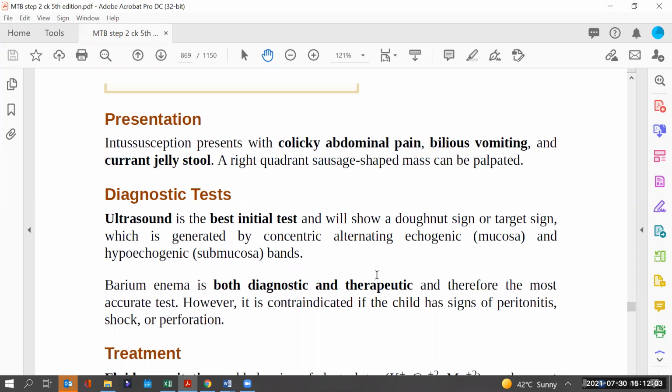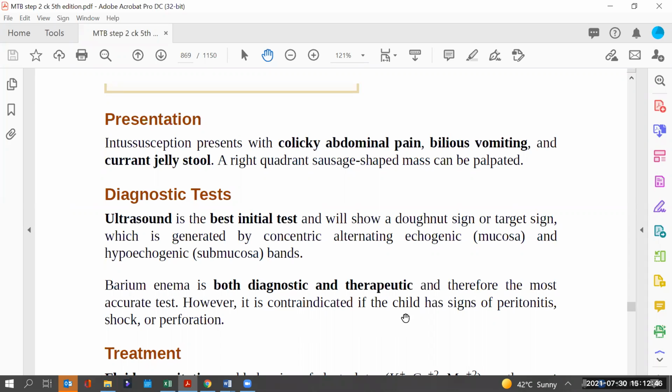This donut sign is easily differentiable on ultrasound. We can also do barium enema, but barium enema is here both diagnostic and therapeutic as well. It's not only going to help you in making a diagnosis of intussusception, but it can also act as a therapeutic, meaning it's going to treat that disease as well, and therefore it is the most accurate test. So whenever they ask about the most accurate test for intussusception, think about barium enema. And when they ask what is the best initial test, we'll always go for ultrasound. On ultrasound you will find the donut sign, and on barium enema it will not only diagnose, but also release the telescoping of the bowel.